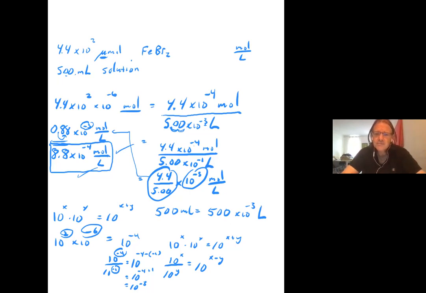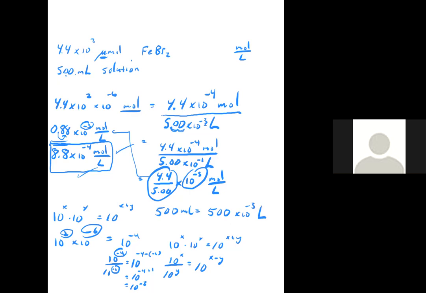I have a second question. Yeah, go ahead. So at the top here, 4.4 times 10 to the negative 4 moles over 500 times 10 to the negative 3. Is there a reason you put, when you said that the decimal should be 2 over, shouldn't it be 3 over? Shouldn't it be 0.5?